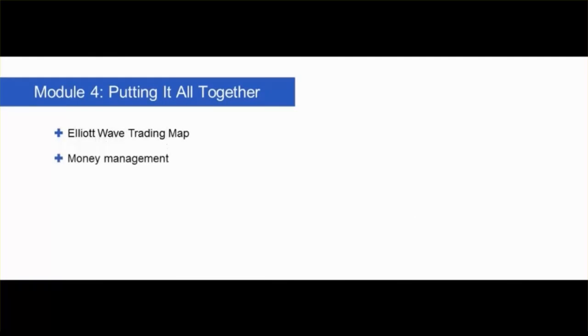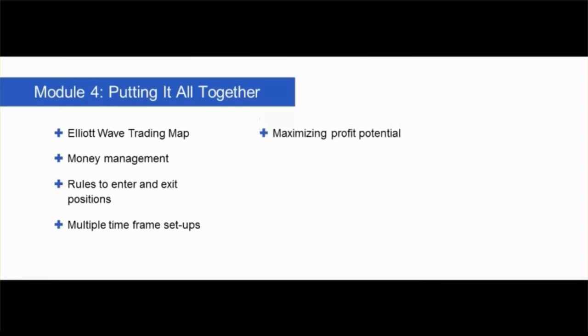In Module 4, we learned how to navigate the waves with the Elliott Wave trading map. Here we learn about money management and using the rules to enter and exit positions. We learned 3 setups on different time frames depending on our tolerance to risk. We learned a system of cutting losses short and maximizing our profit potential. The final piece to this puzzle is implementation, putting it all together.